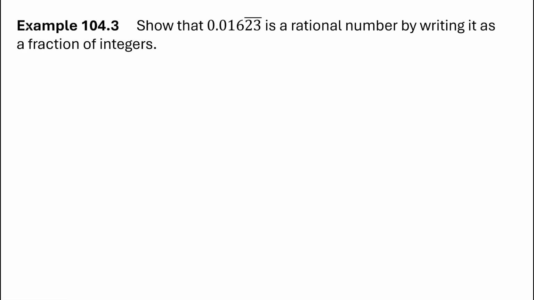Okay, so example 104.3 says show that 0.01623 with a line over it is a rational number by writing it as a fraction of integers. Now that line over the 2,3 means that 2,3 repeats, and it just repeats forever. So this decimal does not terminate, but it does repeat in a pattern. So we know that it represents a rational number. It can be written as an integral fraction. But how do I do that? Because the 2 and the 3 just repeat forever. How am I going to figure this out?